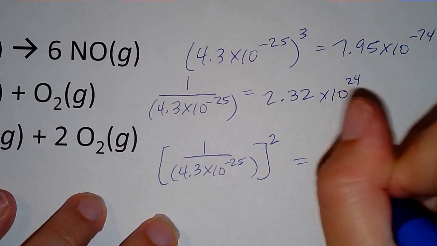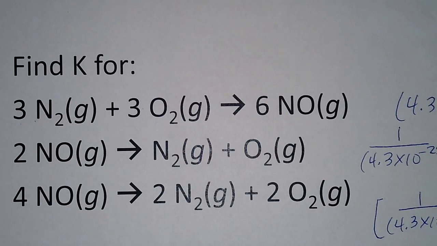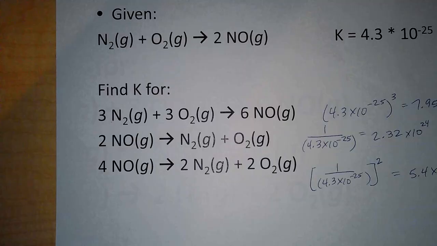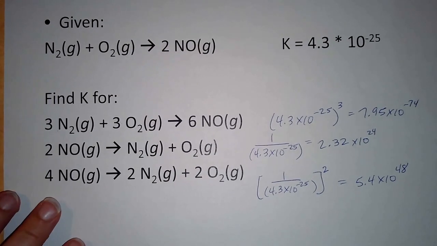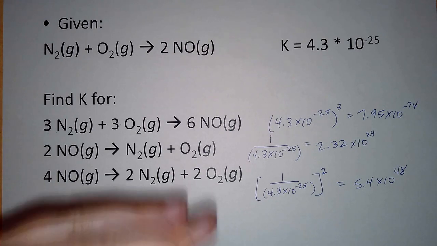Alright, so make sure you understand how to do the different manipulations of K. If you multiply by a cofactor, that cofactor becomes an exponent. If you flip the reaction, it becomes the reciprocal. And if multiple things are done, you have to perform multiple functions on the K value too.